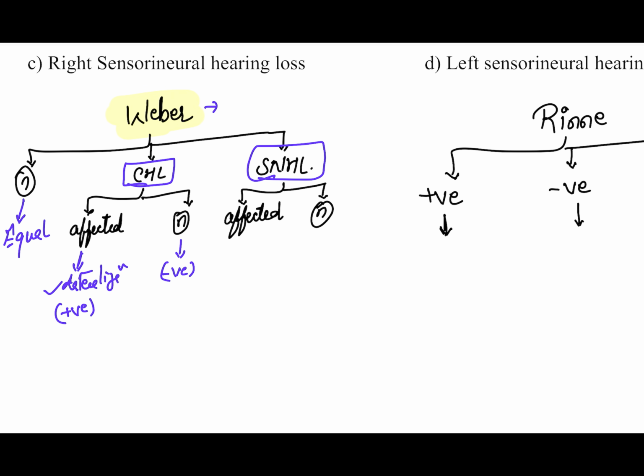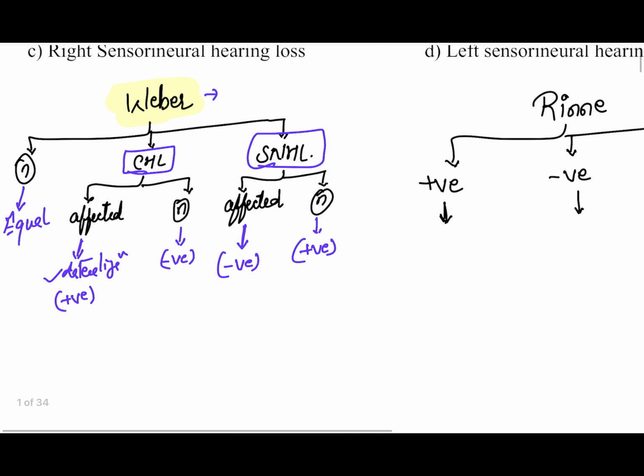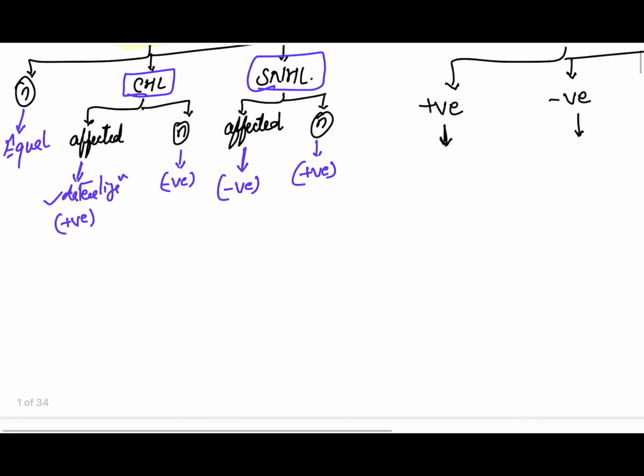But in SNHL, sensory neural hearing loss, the patient has a problem with the cochlea or with the auditory pathway. So in this condition, the cochlea is not working. That's why on the affected side it will be negative, but on the normal side it will be positive, meaning it is lateralizing to the normal ear. So this is for Weber.